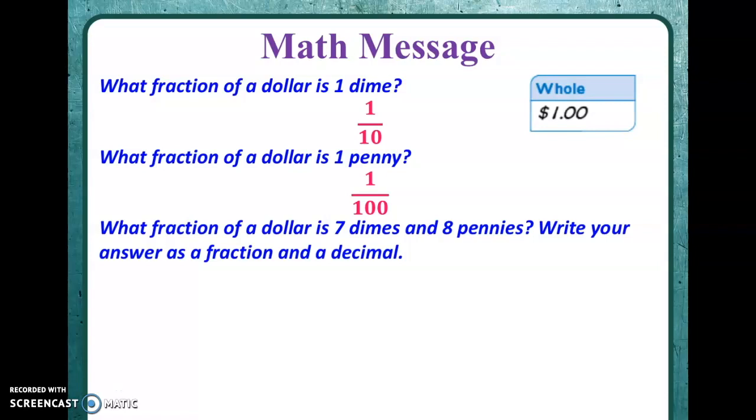Okay, first you needed to know that 7 dimes and 8 pennies equals 78 cents. Now I need to think about, well, 78 cents out of $1. That's going to be 78 100ths, which should be written like this. I know my fraction would be 78 out of 100, or 0.78.